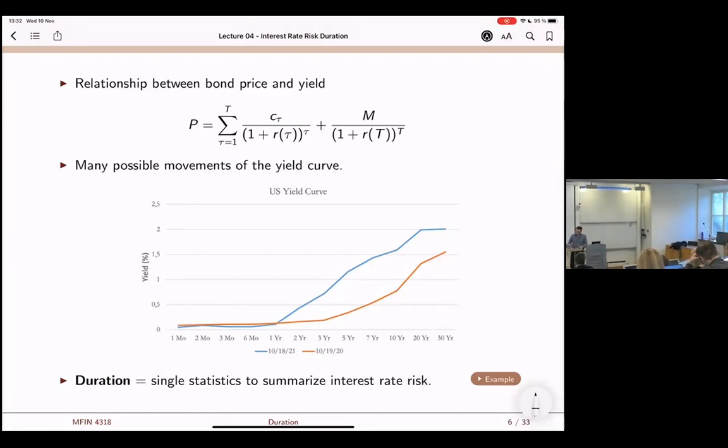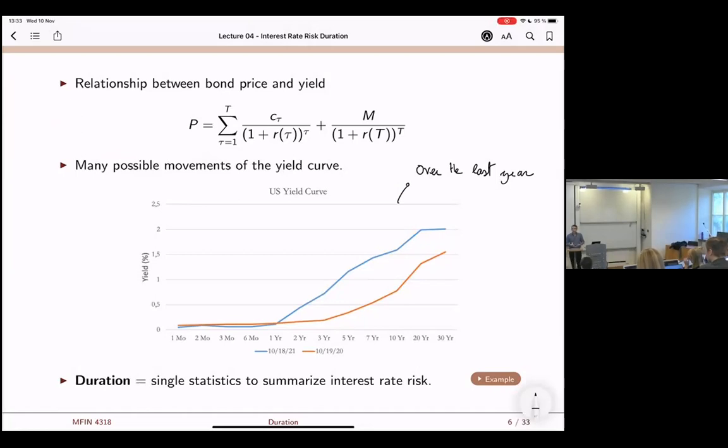So here I showed you how it moved more or less over the last year. In the blue, you have the new one, and what you see is that long-term rates have been increasing. And in orange, you have the yield curve as it was one year ago, more or less, because this is not the date of today. Now, what's the problem here? Well, that's what happened ex post, but ex ante, many different things could have happened.